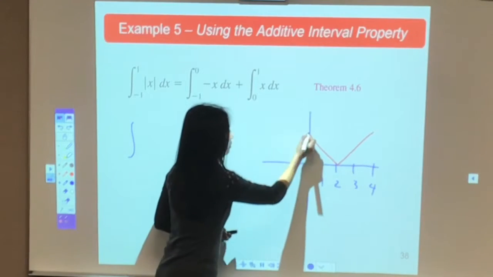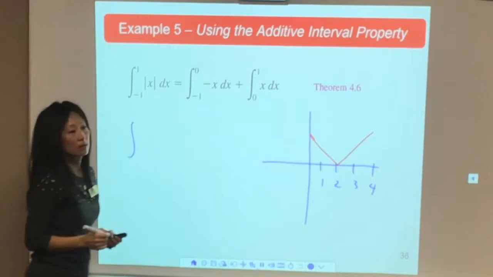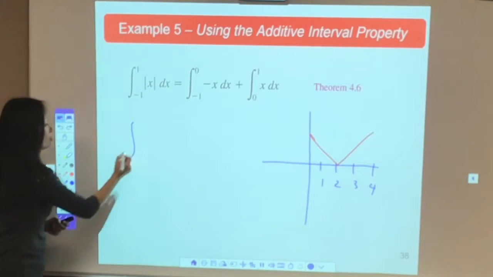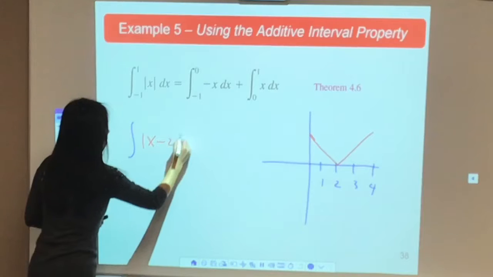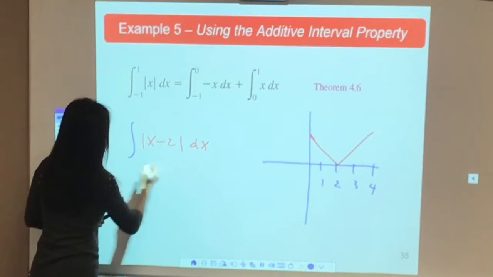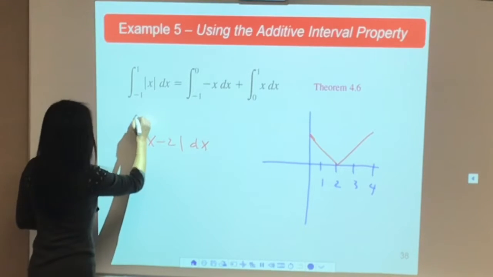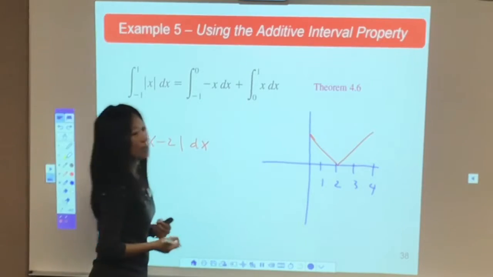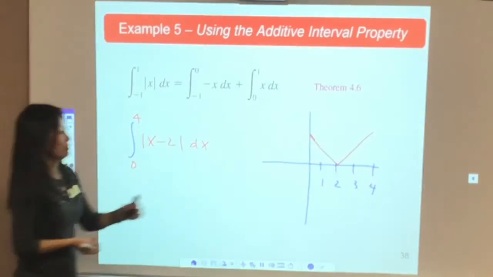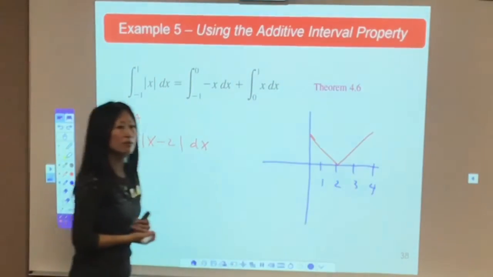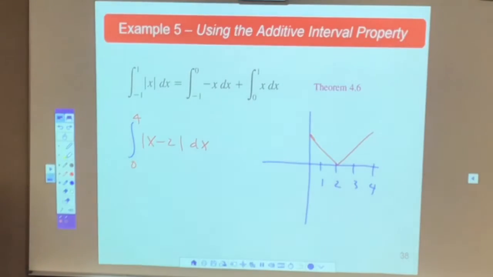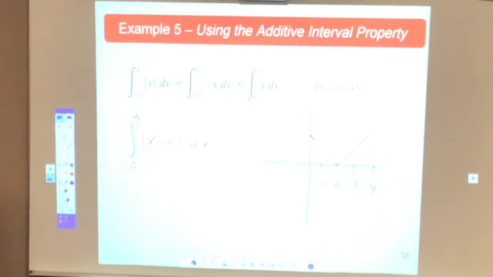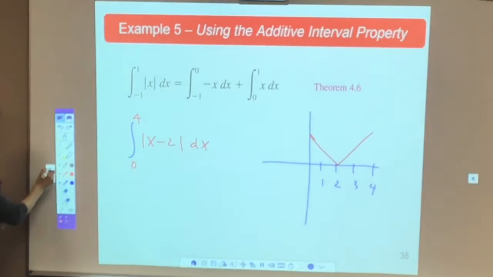All right, this is my graph, which means my absolute value. Are you with me, class? This is my graph. I have this absolute value, absolute value of x minus 2. Is everybody with me? This is my graph. So I am looking for the area of what?